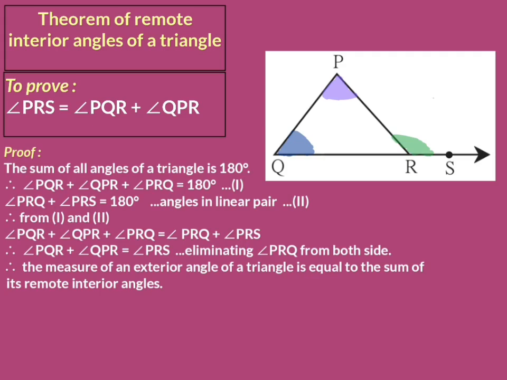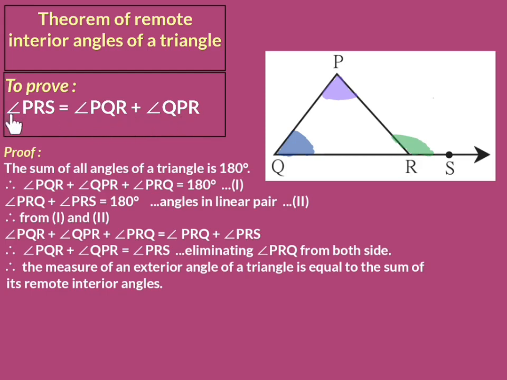Now observe these two sides again. What is same in these two sides? Correct. That is nothing but angle PRQ. It is here also and it is here also. We can eliminate angle PRQ from both sides, means we can cancel out this angle PRQ from both sides. Then we will get angle PQR plus angle QPR is equal to angle PRS. And that is what we wanted to prove, that is angle PQR plus angle QPR is equal to angle PRS.